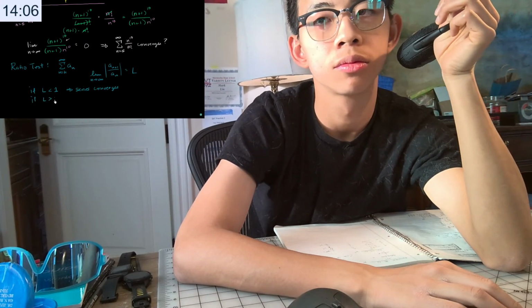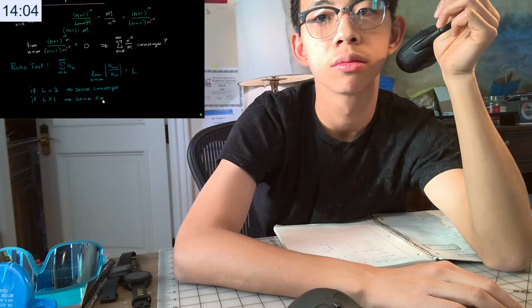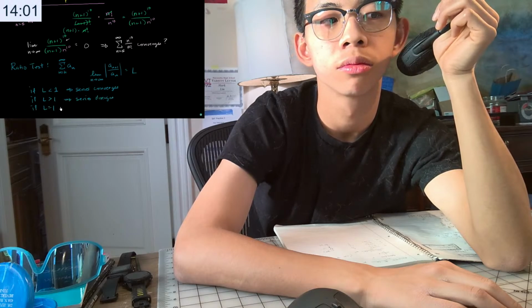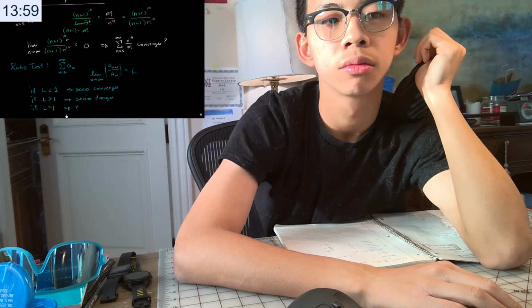If L is greater than 1, the series diverges. And if L is equal to 1, it's inconclusive. We don't know. You have to do some other test to prove whether it converges or diverges. So that's the essence of the ratio test.